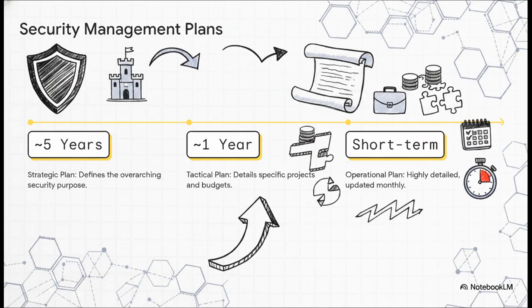Next, we step down to the tactical plan. This is mid-term, usually covering about a year, and it details the specific projects, budgets, and acquisitions needed to hit those strategic goals. Finally, we zoom all the way into the operational plan.